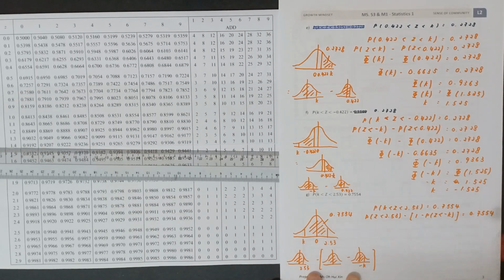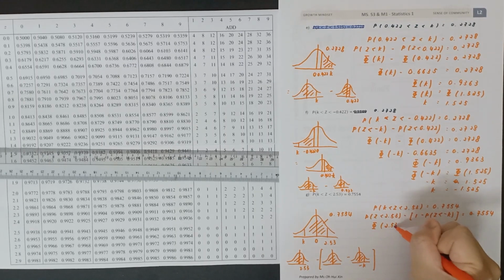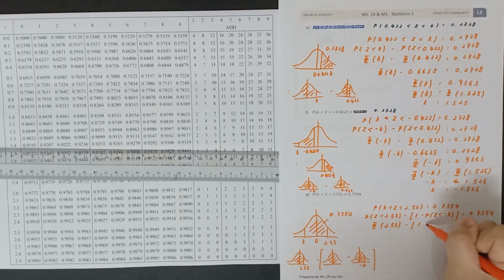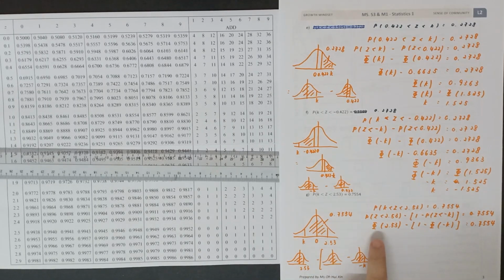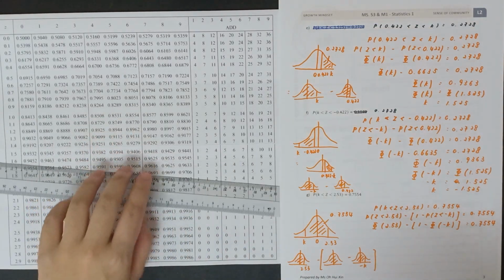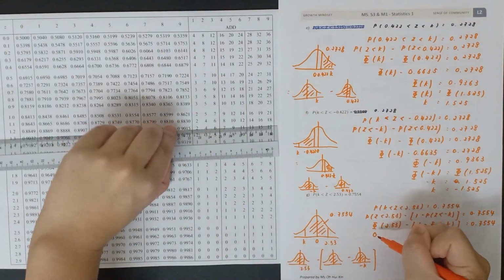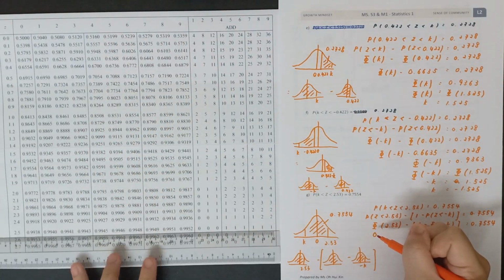Then now you can try to change it to Φ of negative K. Okay, so now you can put in your value. Same thing, read 2.53. You are going to read from outside to inside, so it is going to be 0.9943. Okay, it is here, 0.9943.